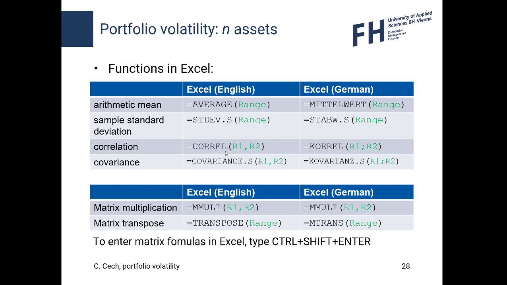This is the formula for the correlation. And if you want to use the matrix formula, you also need the covariance, and this is the formula for the sample covariance. That is, in range 1 you enter the 36 observations of stock 1, and in range 2 you enter the 36 monthly return observations of stock 2.